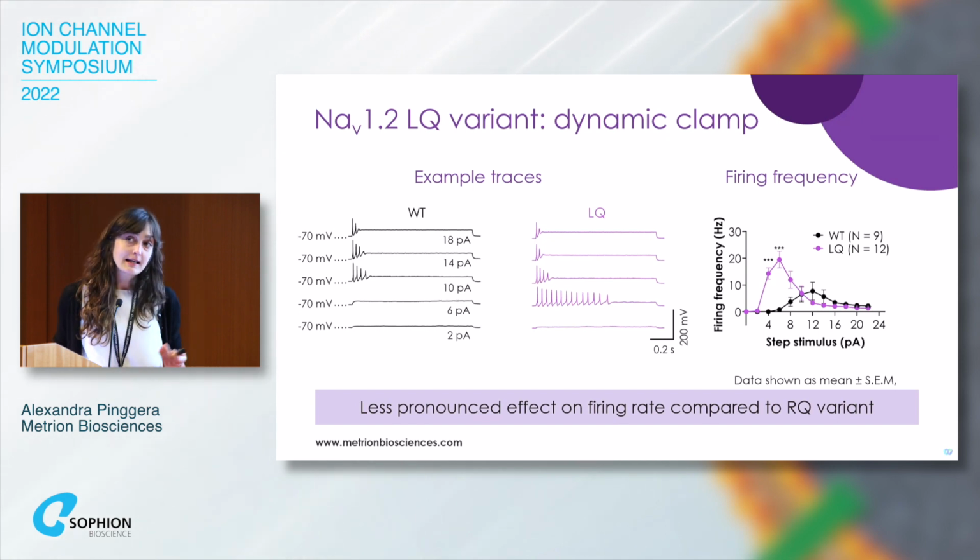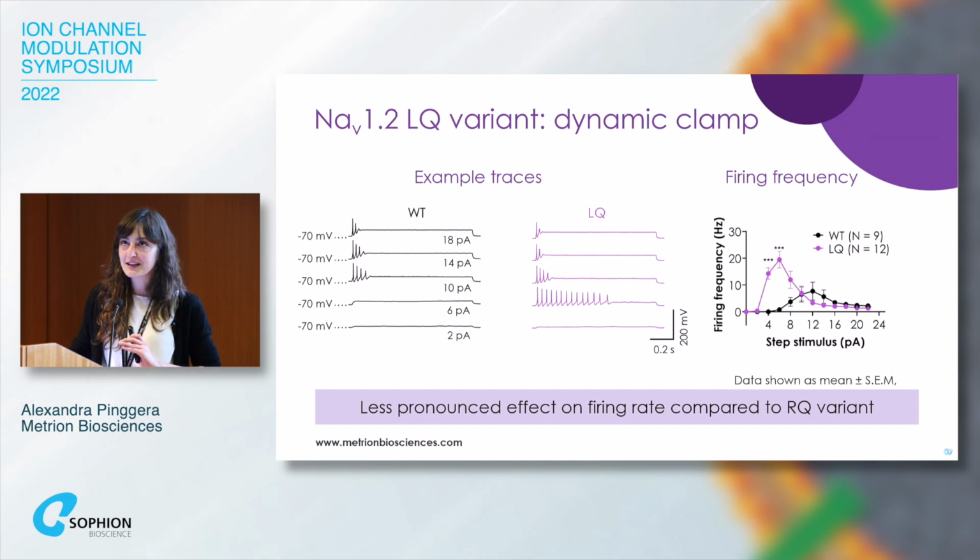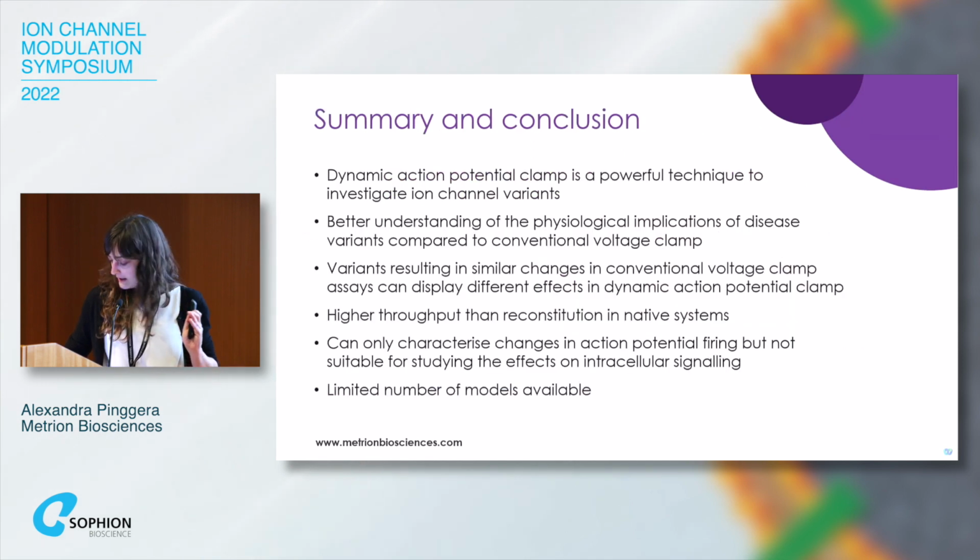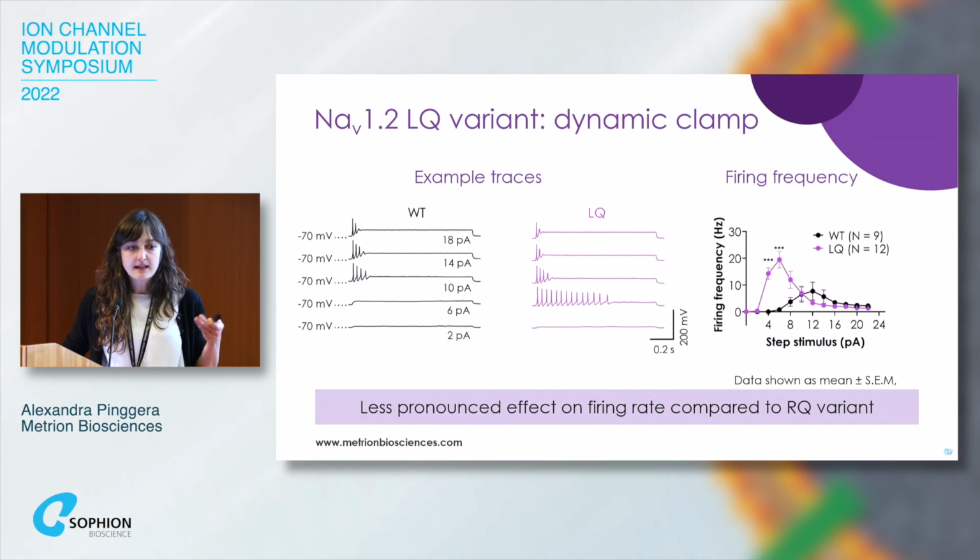And unfortunately, I did not get to investigate a mutation which showed gain and loss of function features in conventional voltage clamp experiments, which would have been a much more convincing example. But there are published examples by Stephen Petrou's group, and they could show that the dynamic clamp really helped to better predict the physiological consequences.